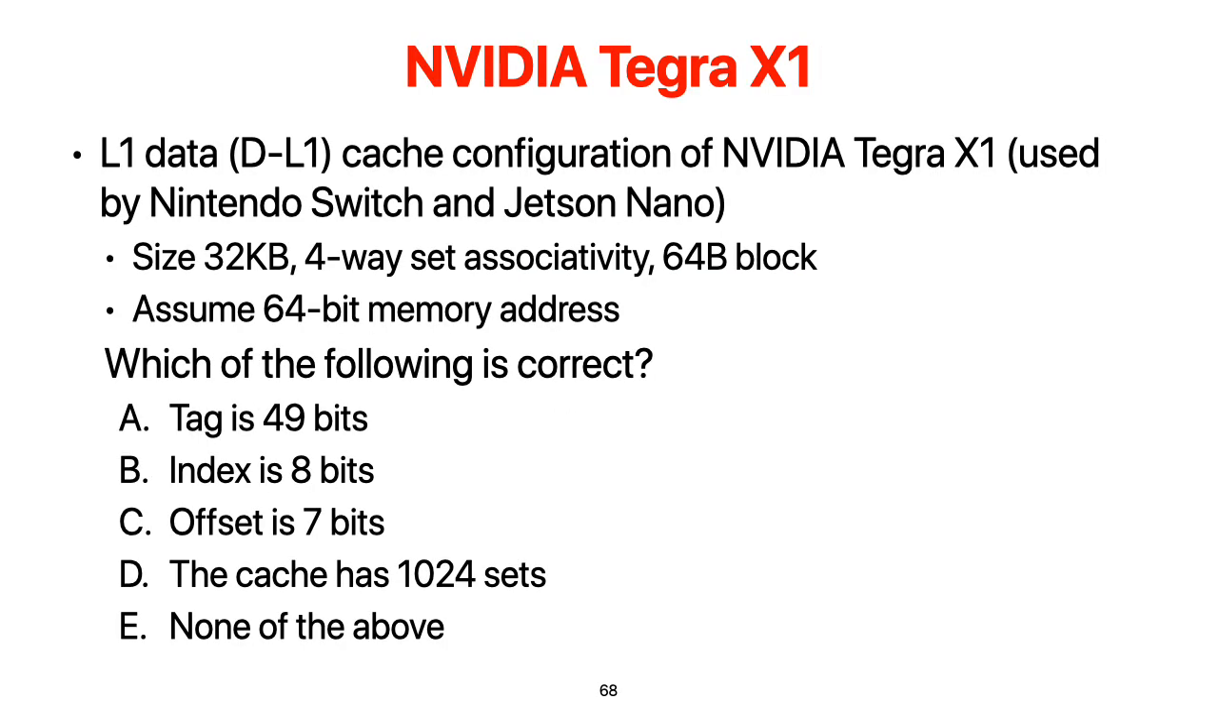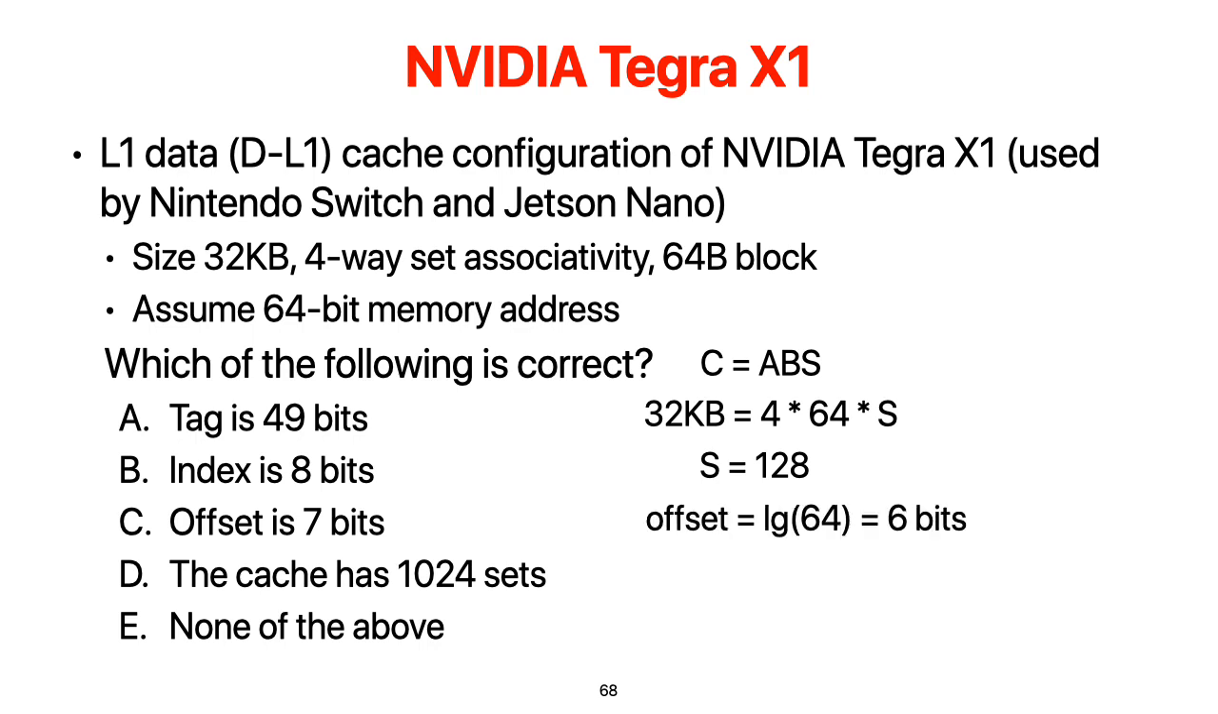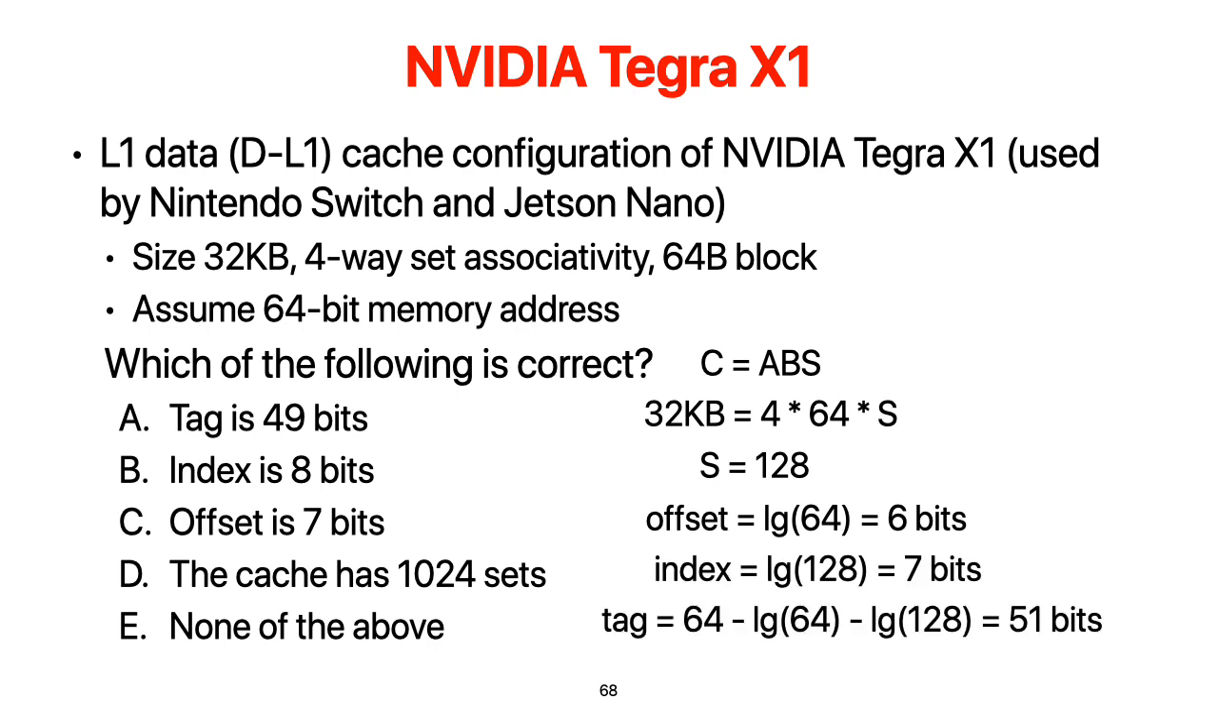So say that I have an NVIDIA Tegra processor, how do I know how to partition the address? The answer is also easy. We can just apply C equal to ABS, and then we will figure out S is 128, which means that the offset in your address would be 6 bits, the index in your address will be 7 bits, and the tag will be 51 bits.